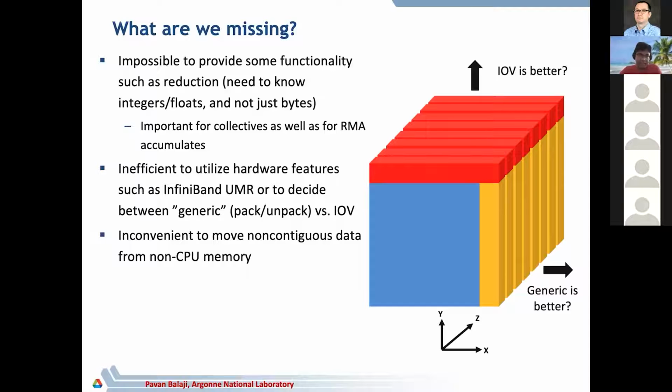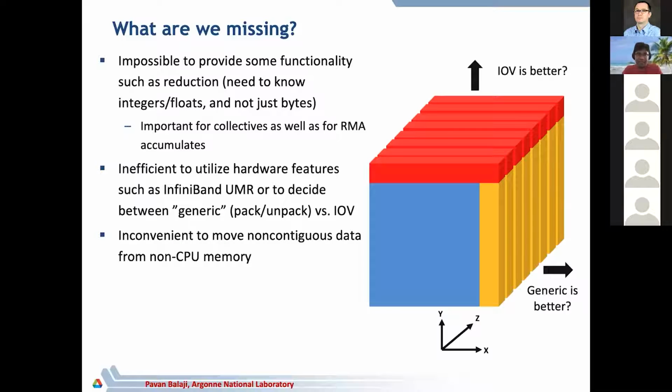It's possible, but inefficient to utilize hardware features such as UMR. In theory, one can pass an Iov to UCX, and UCX can go and analyze the Iov to figure out that this is actually a vector-style format, so I can do an InfiniBand UMR. But it's very inefficient to do that because creating the Iov as well as parsing the Iov can be very expensive.